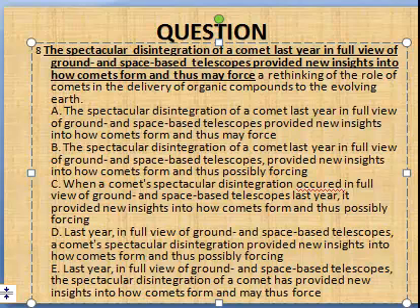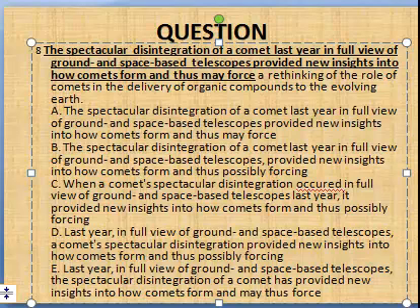And "in full view" and "the spectacular" and "last year": A and B are close. When comets' disintegration occurred in full view of ground, this becomes weird. In full view of ground and space-based telescopes should be close to that disintegration, because that disintegration is caught by the telescope. So A and B are the closest options that we would have.